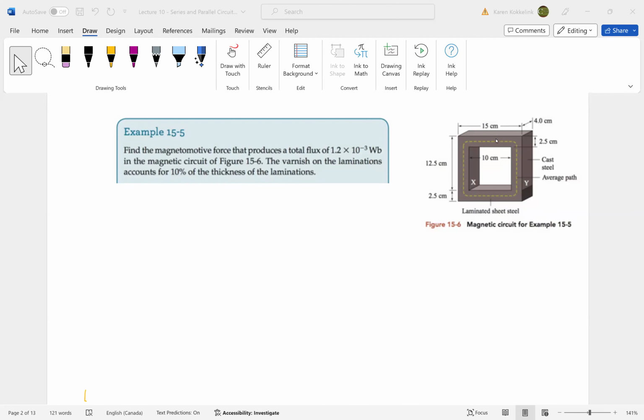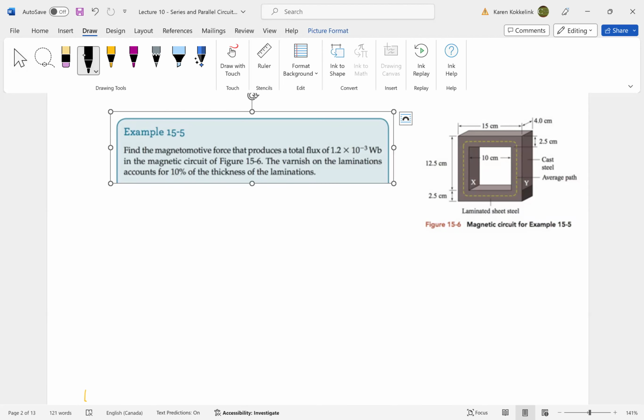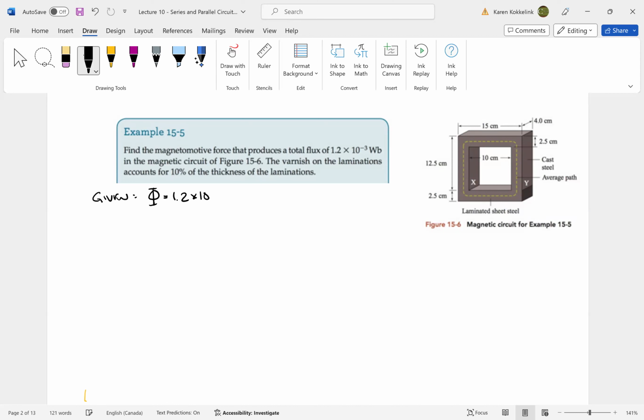In this question, we are going to find the magnetomotive force that produces a total flux of this. So I can say, given: total flux is equal to 1.2 times 10 to the negative 3 Webers. And I want to find the MMF.